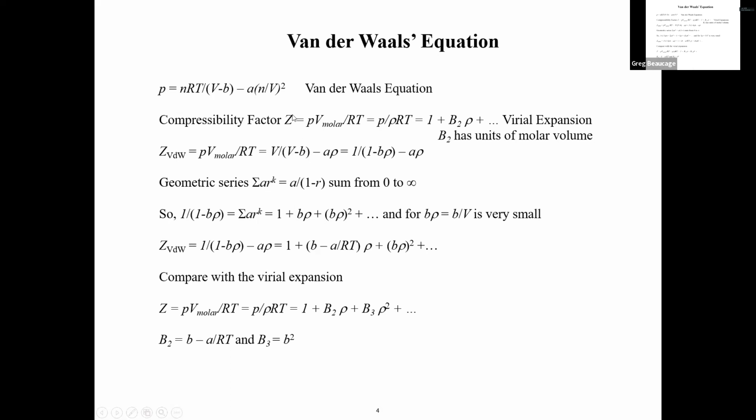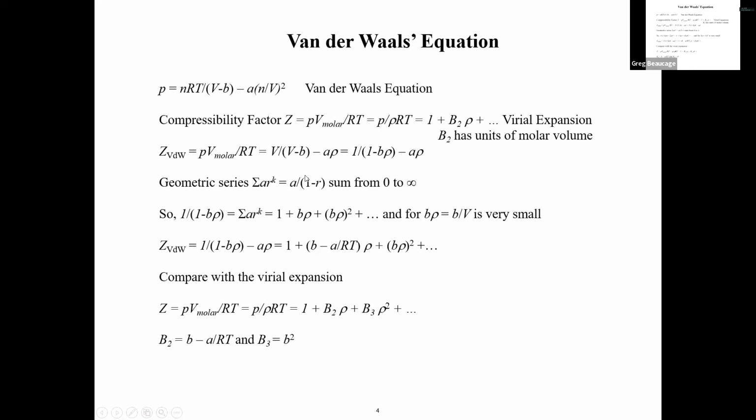Right, and then this term has A. A doesn't have a T, so you don't have to worry about the RT for the A, and you just have rho. 1 over V is rho, so you end up with a rho here. So this term looks like the second virial coefficient, this A. So A and B2 have something to do with each other. We have this kind of nasty term here, right? If you divide everything by V, you get 1 over 1 minus B rho.